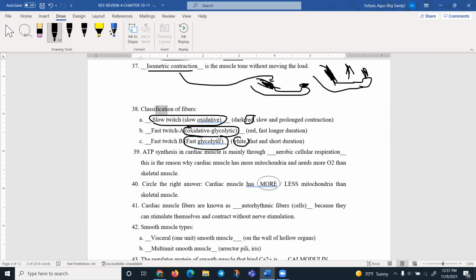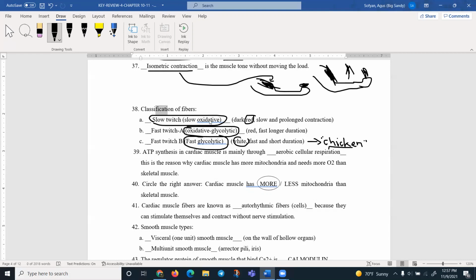This is fast glycolytic. So just compare, for example, chicken. Chicken mostly will have the white meat. So they are going to move very fast, but they are going to get tired easily. They cannot move all day. So this is white meat. People that have more white meat are very, very active.